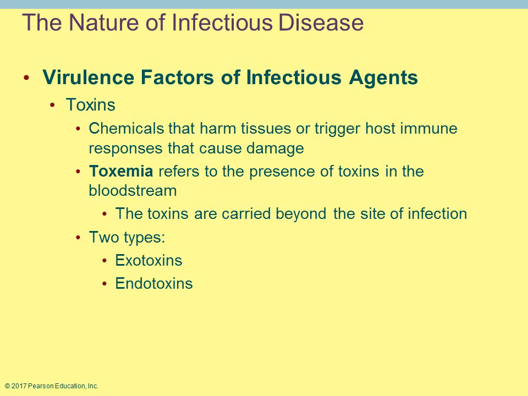Some organisms produce toxins. Toxemia refers to when you have the toxins in the bloodstream. Now, these toxins can cause tissue damage. They can cause responses from your immune system that's also going to cause tissue damage. There's two types of toxins. There's exotoxins and endotoxins.